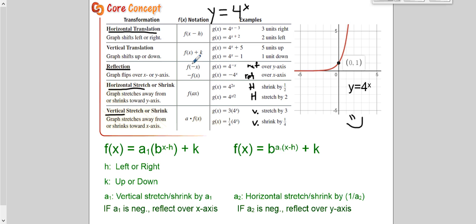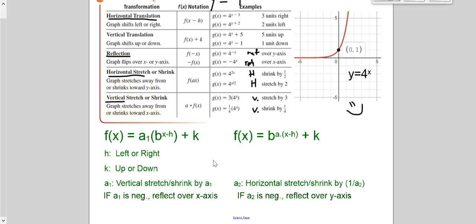So if we take some of these things and we put them together, they look a little bit more like this, where we have a minus h tucked in with the x and a plus k out here. This is where h goes. This is where k goes. This is where a1, I put a subscript 1 on that.